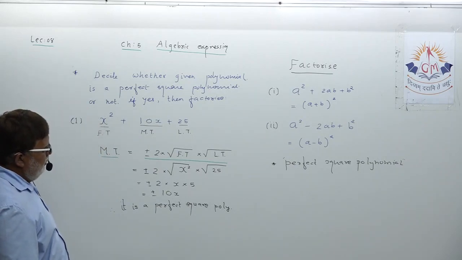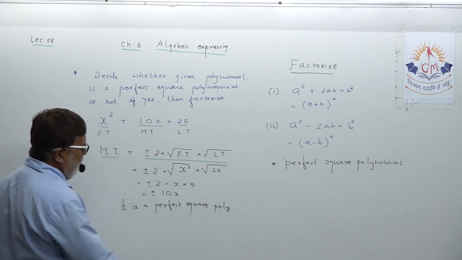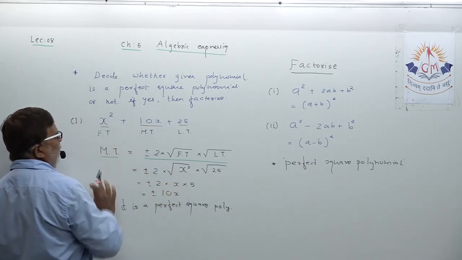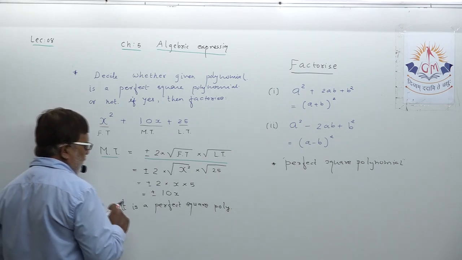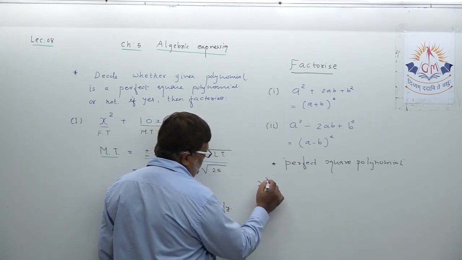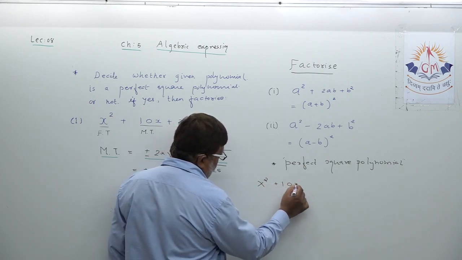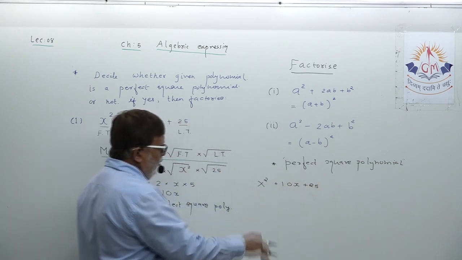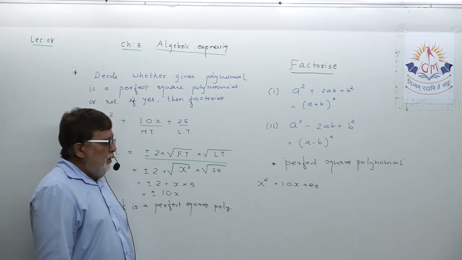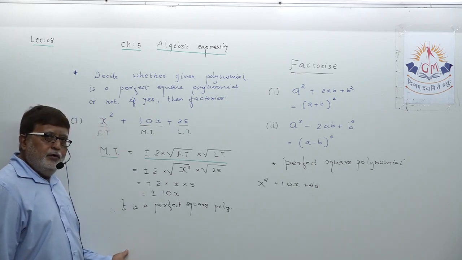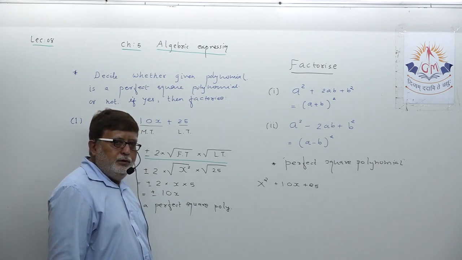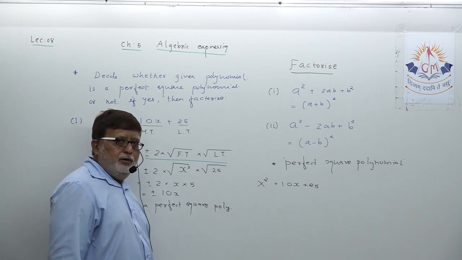Now I am explaining to you, dear student, how to factorize. I am doing it here, but you continue. Now it is decided that it is a perfect square polynomial, and we move to the next stage. First you write this polynomial again: x square plus 10x plus 25. It is already decided that it is a perfect square polynomial. Now you just continue in your book this way. Now we have to move to the next stage, that means how to factorize it.